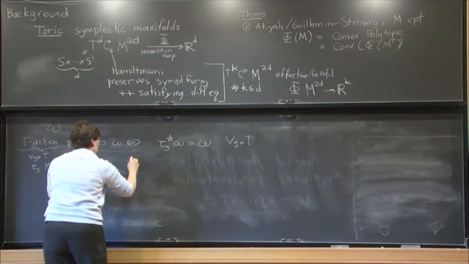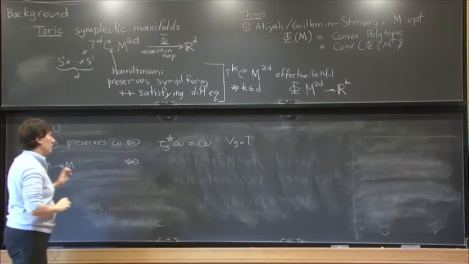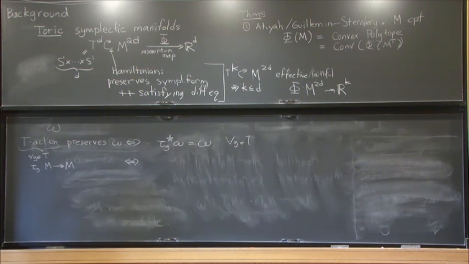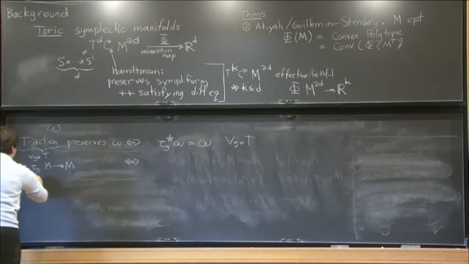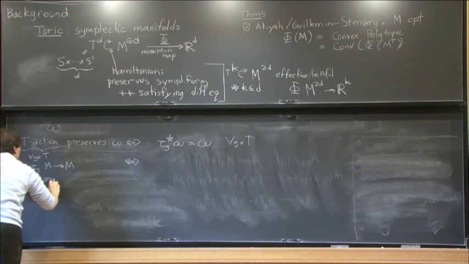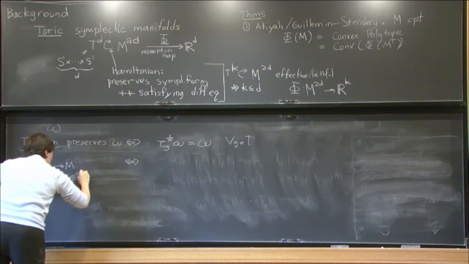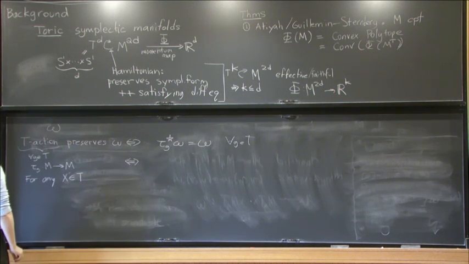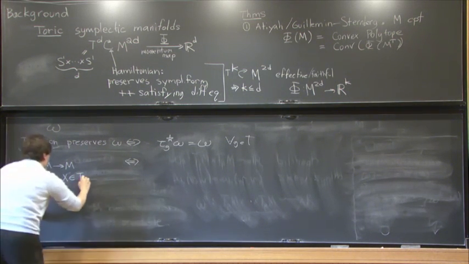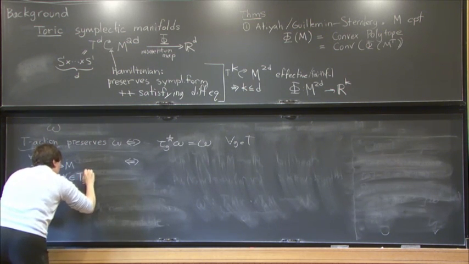Another way to write this is in terms of the vector fields that the action induces. A vector field on a manifold is just a tangent vector at every point. And for any vector in the tangent space... oh my gosh, this is going to look horrible.